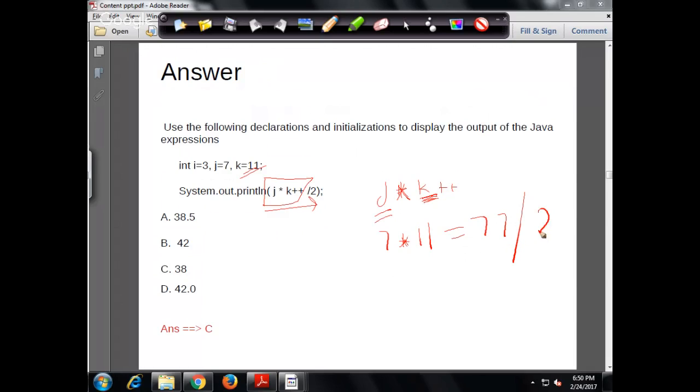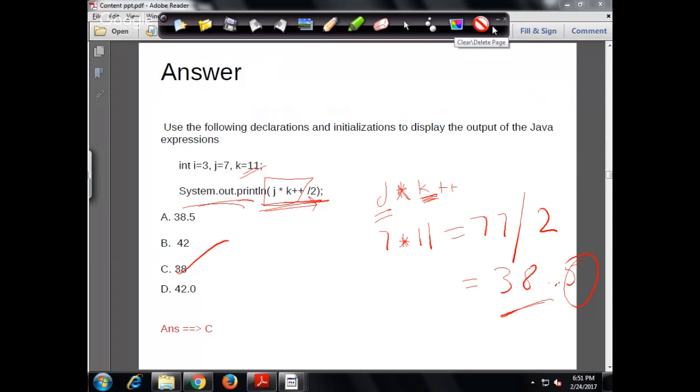Then this is further divided by 2. So this comes to be 38.5, right? But if you look at this entire expression, all the variables are integer type. Since we are dividing and multiplying integer type variables, the decimal part will be moved off and only 38 will be left as the answer. So that is why this print statement is going to print only 38. So C, 38, is the answer to this question.